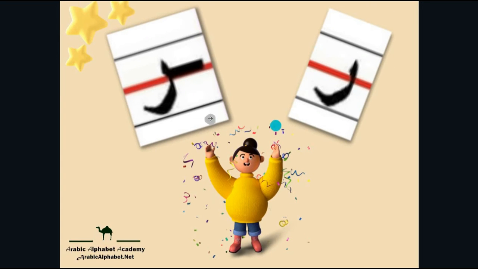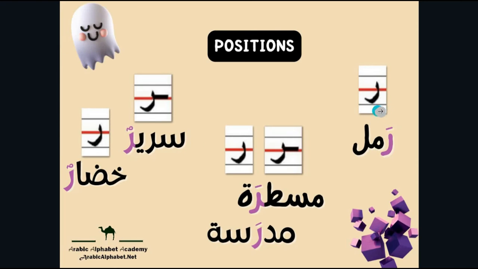Now let's check its forms. It comes only in two forms. That's great, right? Either isolated like in the alphabets or just with the extension before it. Let's see how these two forms are in the words in different positions. So when in the beginning of the word, it is isolated like we see here. And we give the example of ramlon, sand.